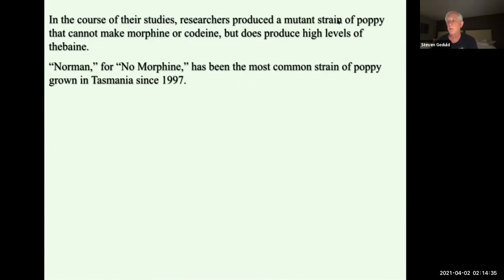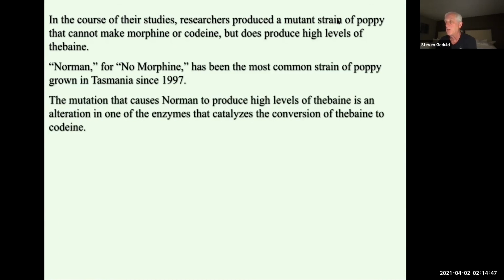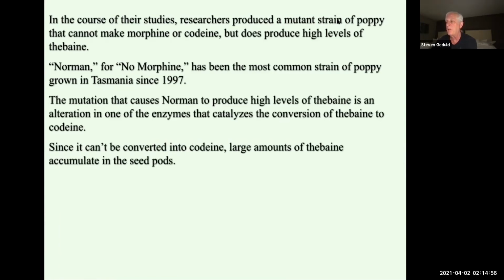Norman, which was named for "no morphine," has been the most common strain of poppy grown in Tasmania since 1997, because it does not make morphine and codeine. The mutation that causes Norman to produce high levels of thebaine is an alteration in one of the enzymes that catalyzes the conversion of thebaine to codeine. Since it can't be converted into codeine, large amounts of thebaine accumulate in the seed pod. And that's what we want for our research.